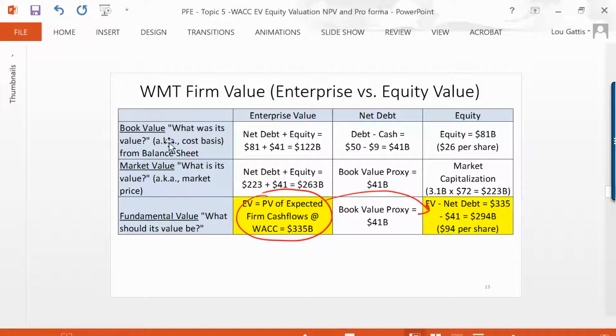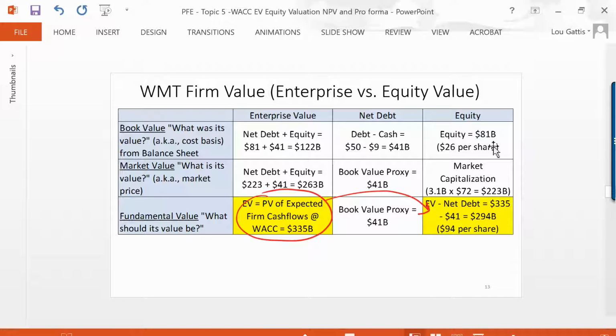Remember, we already calculated the book value and market value of Walmart's equity and enterprise value. Now we can calculate the fundamental value of the enterprise, which is $335 billion. That's the present value of cash flows. If I then subtract out the value of debt, that gave me a $294 billion equity value. And if I divide that by the number of shares, that's $94 per share.